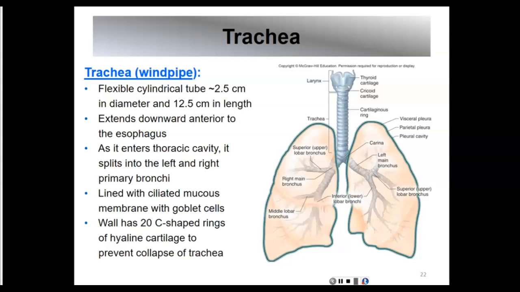The trachea is lined with ciliated mucous membrane with goblet cells, and the rings that give it its rigidity are C-shaped. They're not complete circles of cartilage. They're open, in a sense, on the posterior side to allow for some flexibility and some room for your esophagus as well. They're made of hyaline cartilage, and their purpose is to prevent collapse of the trachea.